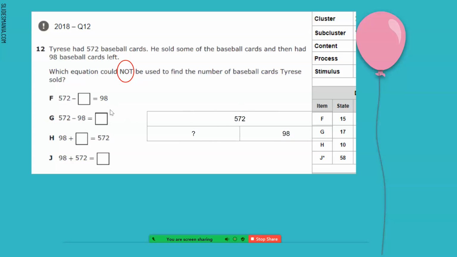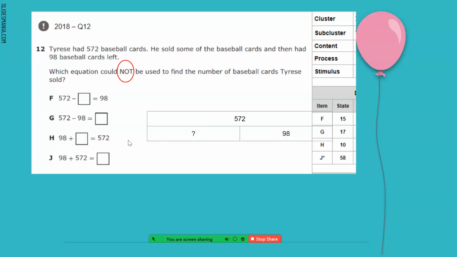572 is the total. If we take away blank, that would equal 98. Does that match our picture? It actually does. So that would be one way to find out how many cards he sold. But we're looking for the not, so that's not going to be our answer. What about 572 minus 98 gives us our blank? This is the way typically most of our students would do this problem. They would take the whole, take away the part they know, and that would give us the part we don't know. So that again is a great equation for how to solve this problem.